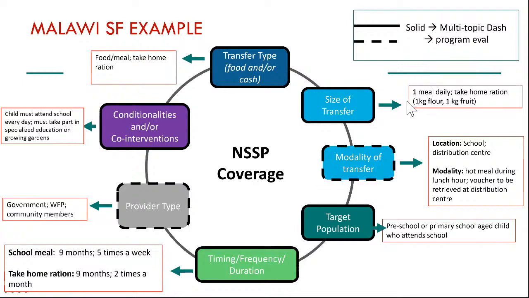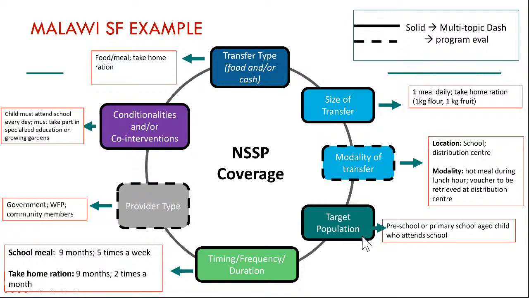So starting up at the top, this program for transfer type, they offer 2 different interventions or 2 different benefits. One is food or meal at school, and the second is a take-home ration component. The conditionalities that must be met: the child must attend school every day and must also take part in specialized education on growing gardens. For provider type, this program is provided by the government, WFP, and also supported by community members. For timing, frequency, and duration, for the school meal component, it's delivered for 9 months, 5 times a week during school. And for the take-home ration component, it's delivered for 9 months and 2 times a month.